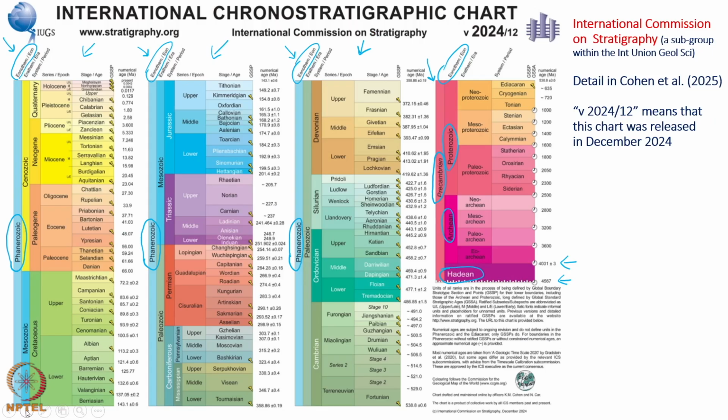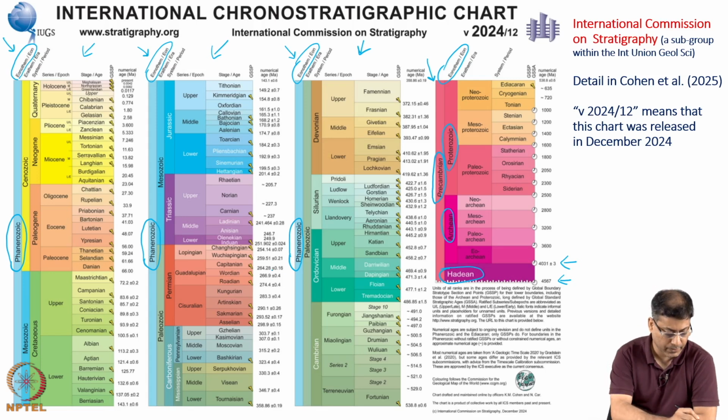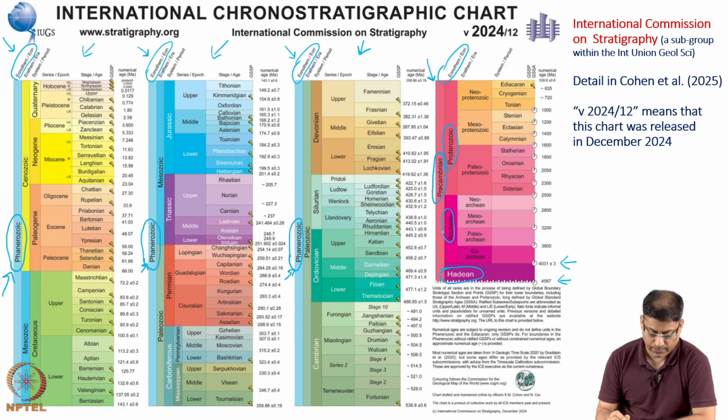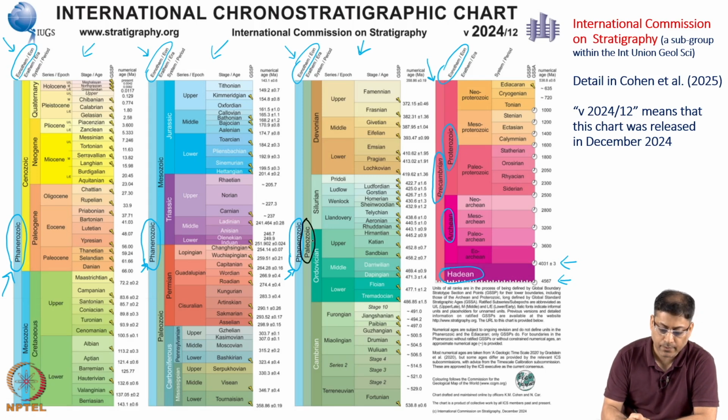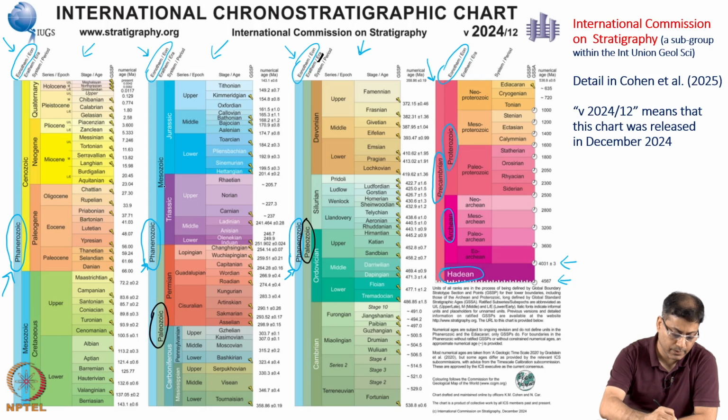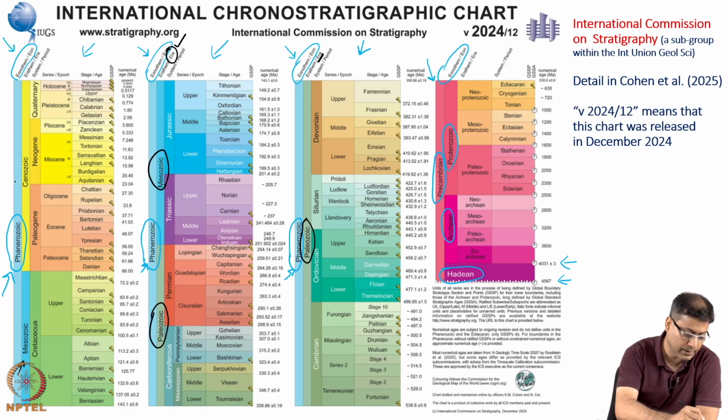Let us see in the International Chronostratigraphic Chart. The Phanerozoic eon is divided into Paleozoic era, you see the term here, then which continues over there, then the Mesozoic era, the term is here, which continues here, and then here is the Cenozoic era.